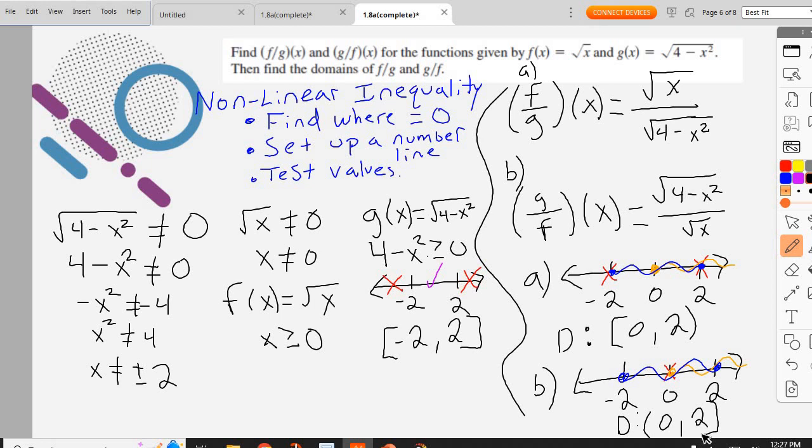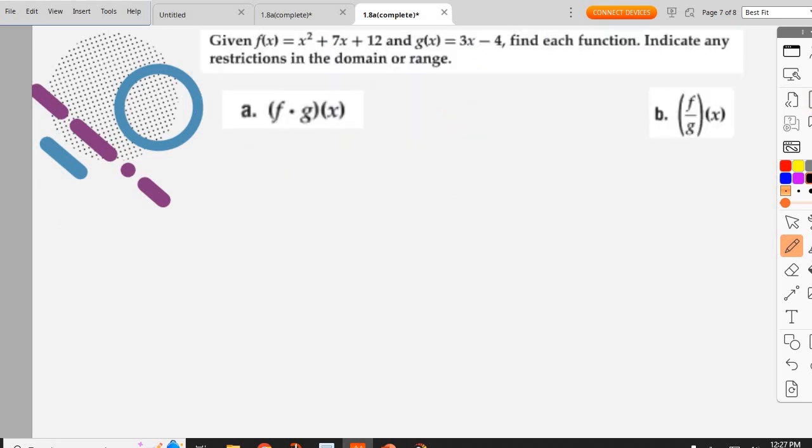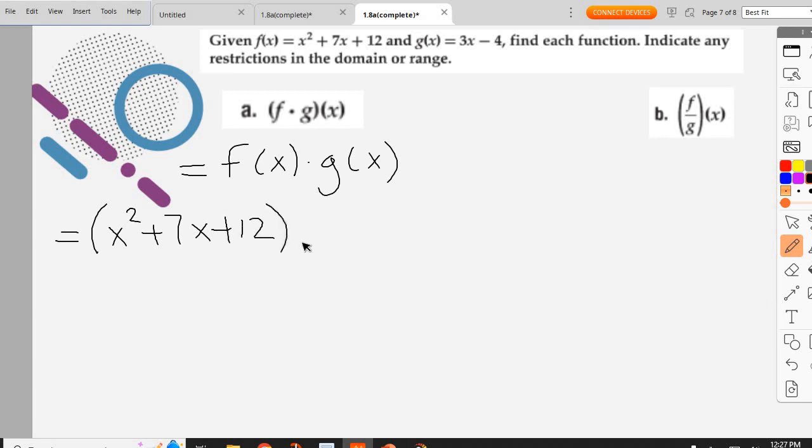So let's look at one that would probably be more similar to something that I would give you on a quiz or test. Okay? So this says, given f of x equals x squared plus 7x plus 12, and g of x equals 3x minus 4. Find each function, and then indicate any restrictions in the domain. So remember that when we have f times g, that's the same thing as having f of x times g of x. And we can look at it by just plugging in the f and the g that they give us.